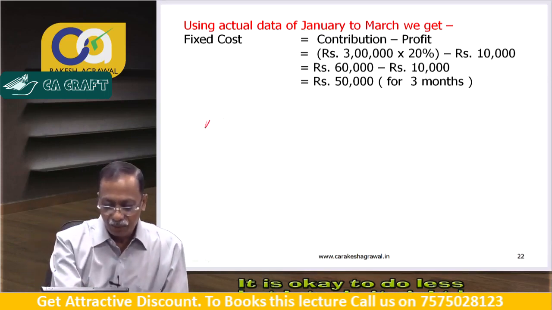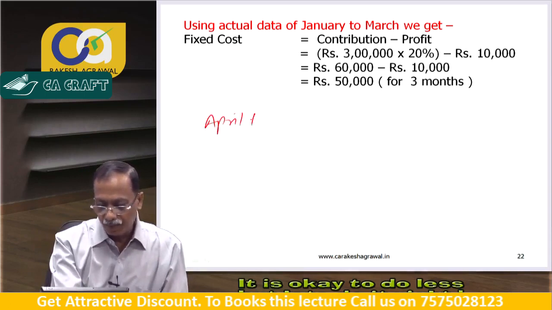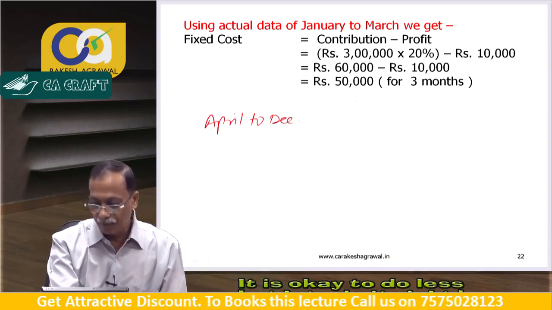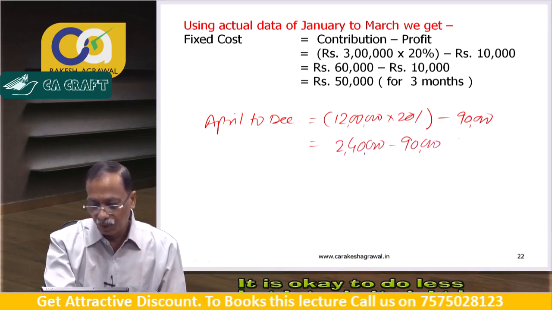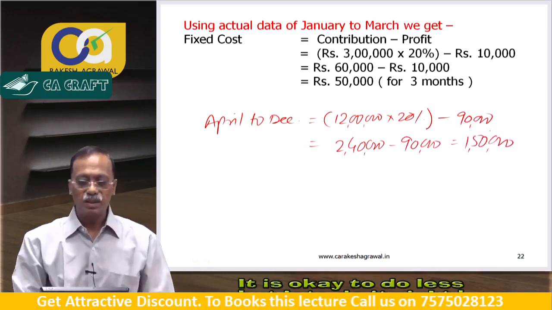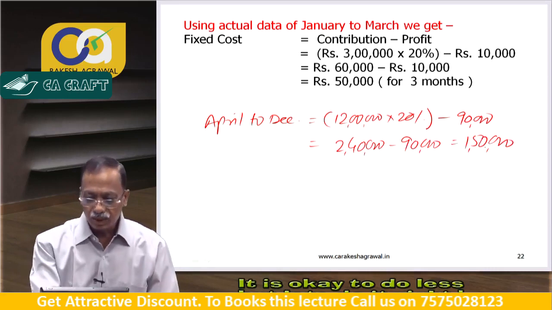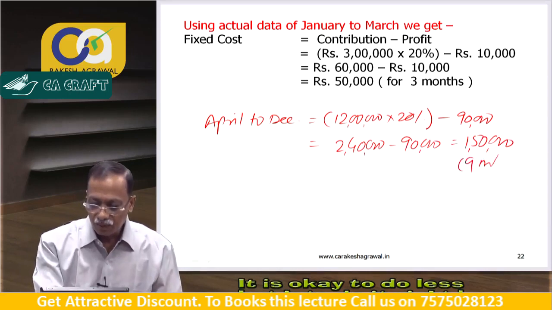Suppose I use the April to December data, that is 9 months data. Then sales was how much? 12 lakh. Okay. 12 lakh sales into 20% PV ratio means contribution, minus profit 90,000. This will be 2,40,000 contribution minus 90,000. So how much you will get? 1,50,000. Correct? So 1,50,000 is the correct fixed cost, that is for 9 months.